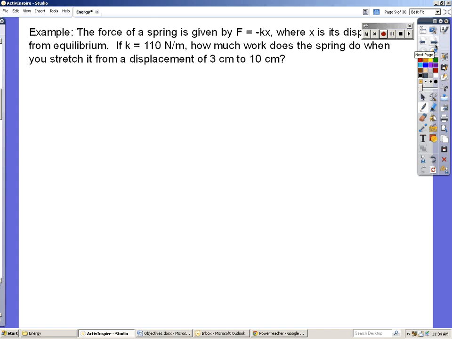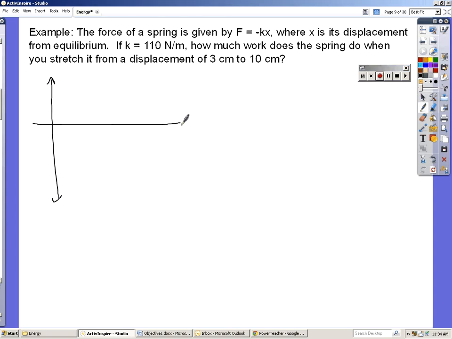So here's an example of how you'd use this. And the most common sort of variable force that we're going to have is a spring force. And the force of the spring is given by negative kx. X is displacement from equilibrium. So if we graph this, the graph looks like that. The force is always in the negative direction, and the slope is negative k, where k is the spring constant.